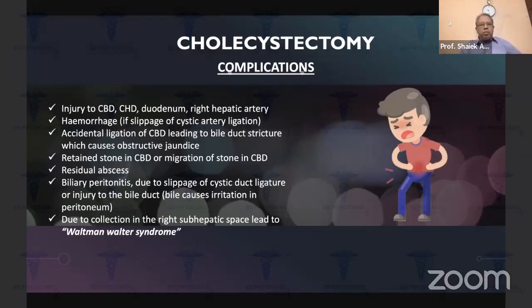This is a very important topic, its name is Walter syndrome. The patient presents to you with an MI-like syndrome, MI-like chest pain, because whenever there is a collection in the subhepatic space and subdiaphragmatic space on the right side, the liver is pushed downwards. The downward push causes angulation of the inferior vena cava. Whenever there is angulation of the inferior vena cava, there is less venous return to the heart, which causes less coronary supply, and the patient has pain like chest pain. For that reason, it is called Walter syndrome.